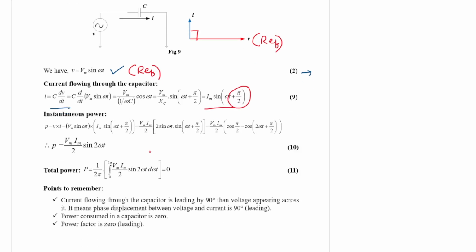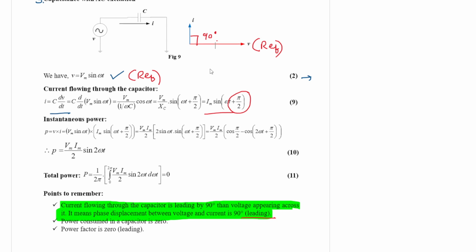So it is a very important observation. Current flowing through the capacitor is leading by 90 degree than the voltage appearing across it. That means phase displacement is 90 degree, which must be leading because current is leading, right? This is very important. So the current is leading the voltage by an angle of 90 degree in case of a capacitor. So this is the difference between inductor and capacitor.